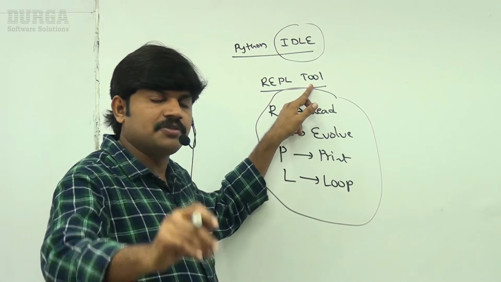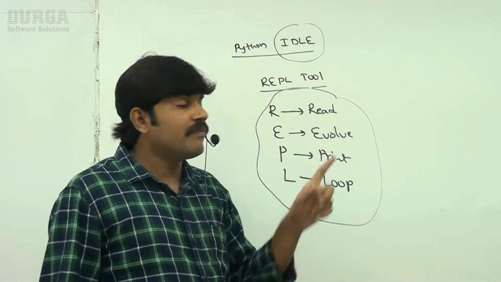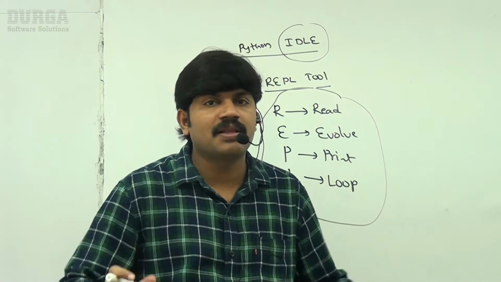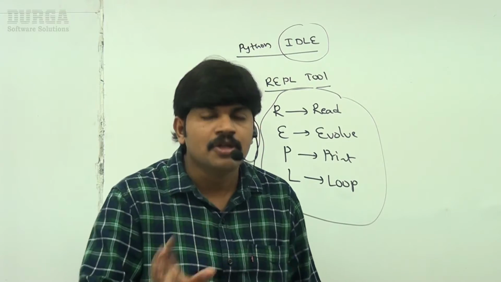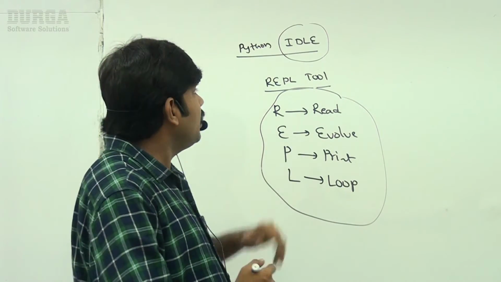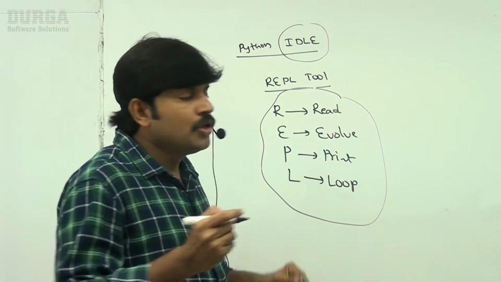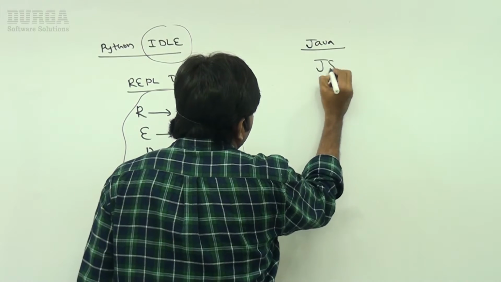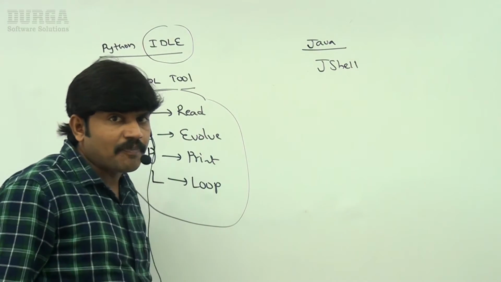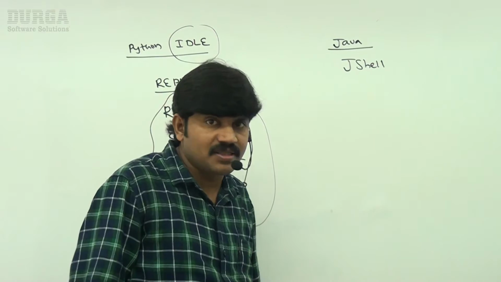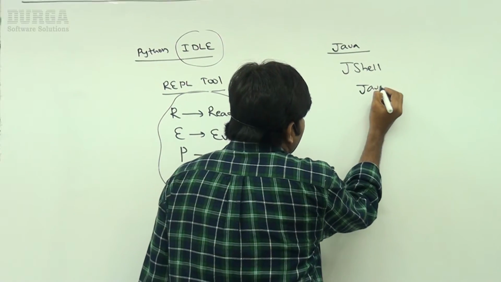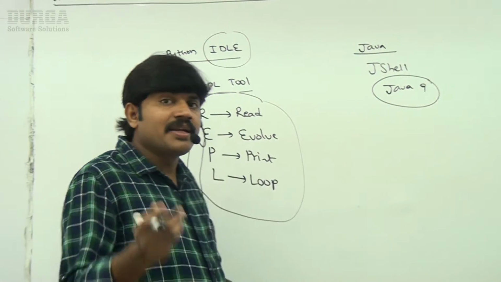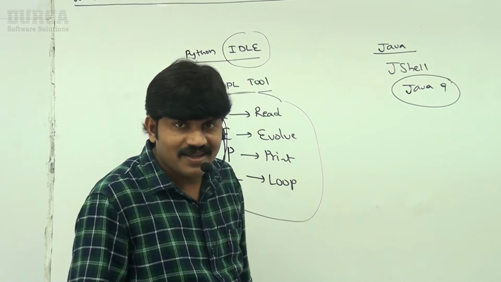Most programming languages have this type of REPL tool, to easily play with syntax, very easily, for kids. These types of environments are there. In Python, we have Python IDLE. If you go for Java, we have JShell, just like our Python shell. But unfortunately, this concept came in Java 9, very recently. The good thing is that in Python, from day 1 onwards, Python IDLE is available.